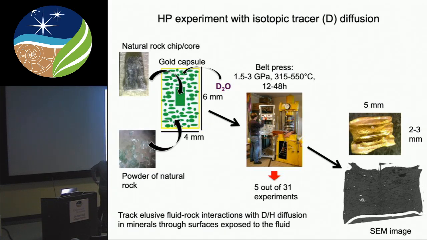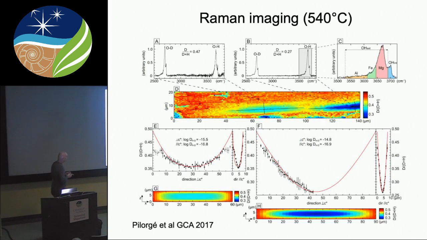This is actually what the sample looks like after this kind of experiment, because we have high porosity. There's a lot of deformation taking place, and the sample shape, the aspect ratio, has been totally changed. So then we do Raman imaging. We do mapping using a Raman spectrometer. So each of these pixels here corresponds to a Raman spectrum at different places in the sample. So this is 20 microns and 140 microns in length.